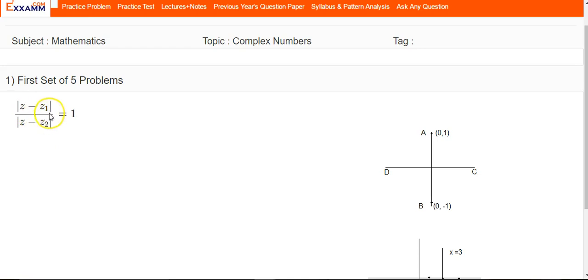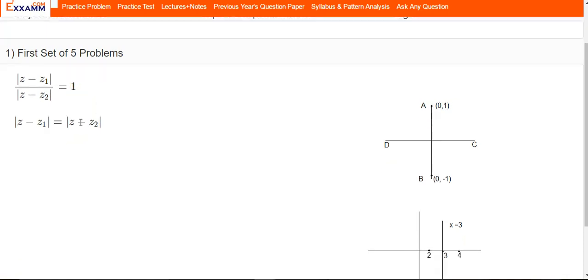Now if modulus of z minus z1 divided by modulus of z minus z2 is equal to 1, it would mean that modulus of z minus z1 is equal to modulus of z minus z2. It would further mean that z moves in such a way that, if it is a variable, its distance from points z1 and z2 will remain equal. Now how to find the locus of such a point z?